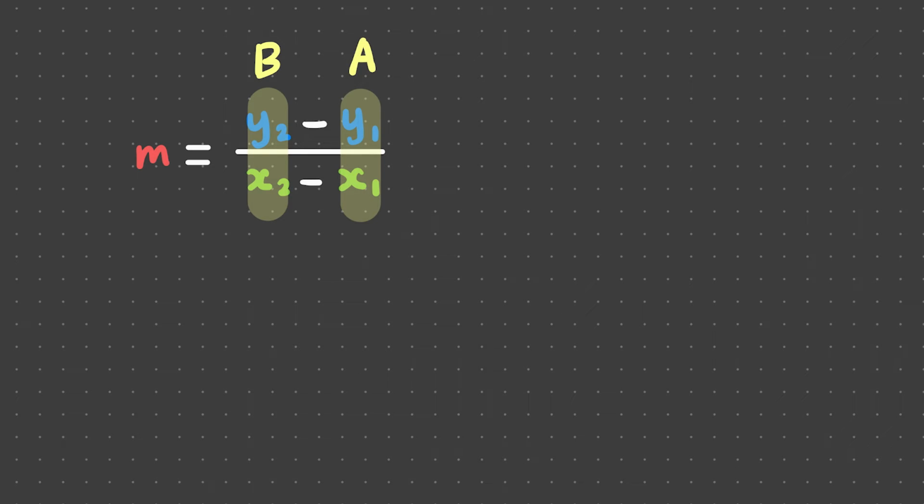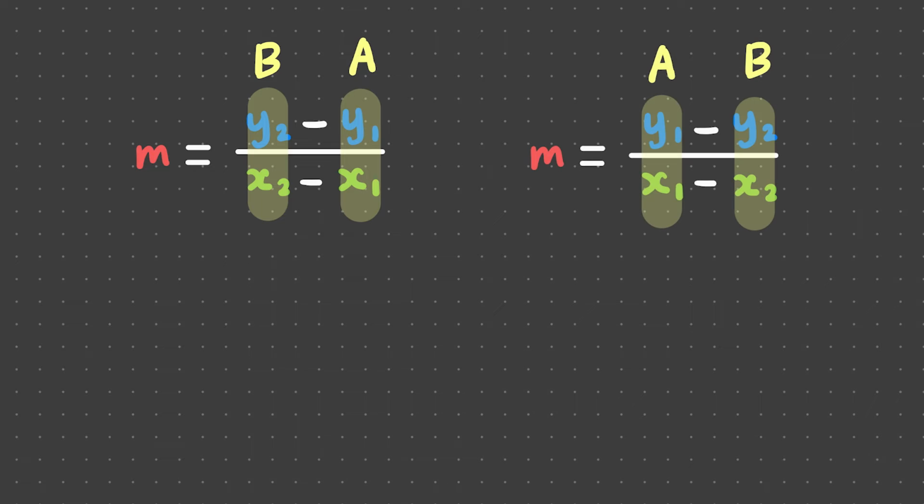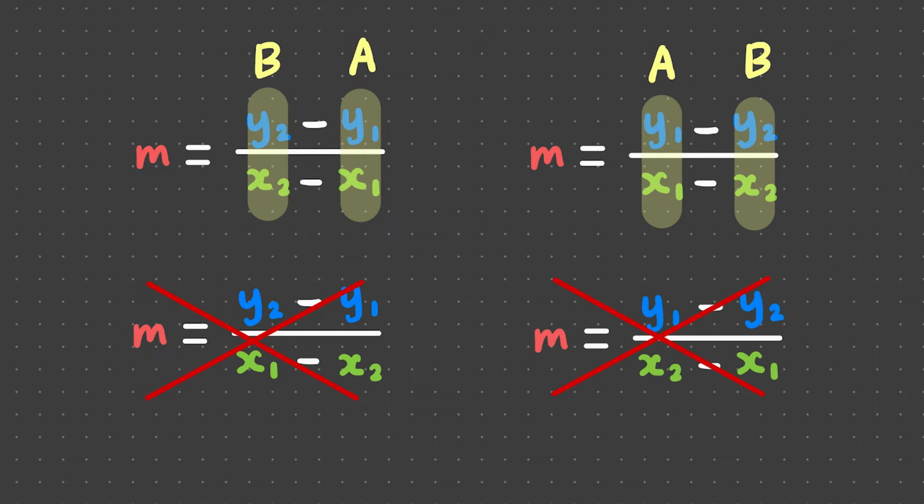Note that it doesn't really matter which coordinate you place first for the rise and the run, which means the gradient can be m equals y1 minus y2 over x1 minus x2. By simple arithmetic, we can see that this is the same as the previous formula for m. However, you must not mix the x and y coordinates around so that m equals y2 minus y1 over x1 minus x2, or m equals y1 minus y2 over x2 minus x1. That is not allowed. Now that we have learned the fundamentals about gradients, let's move on to some questions.